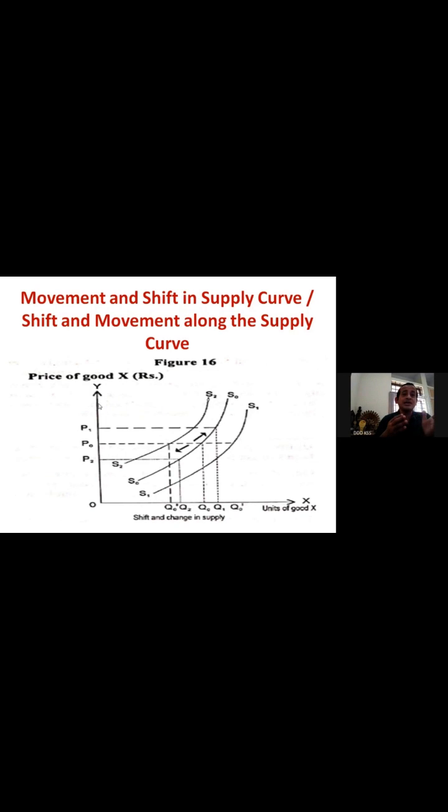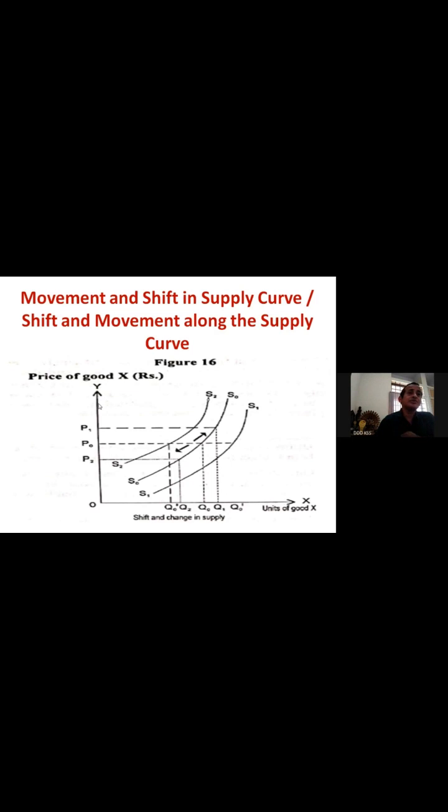Like I said about climate change. Due to the rainy season, agri crops are being damaged. So for that particular year or season, agri production may get hampered, and obviously supply may also get hampered. So supply will be less. So these things we are going to understand through this movement and shift in the supply curve.